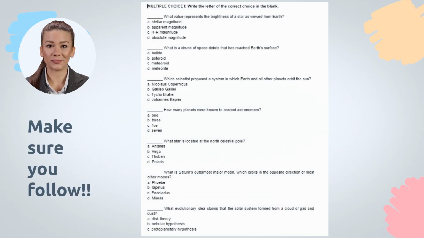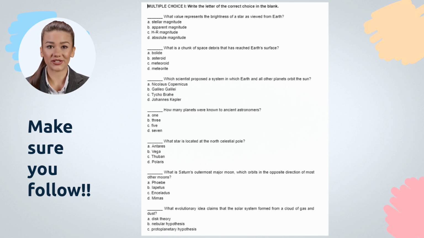Let's start with the multiple choice section. Remember, I'll read out the question and the choices, then give you a moment to decide on your answer. Ready? Let's go. What value represents the brightness of a star as viewed from Earth? A. Stellar magnitude. B. Apparent magnitude. C. HR magnitude. D. Absolute magnitude.